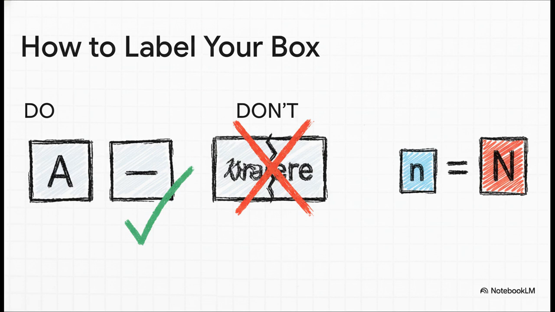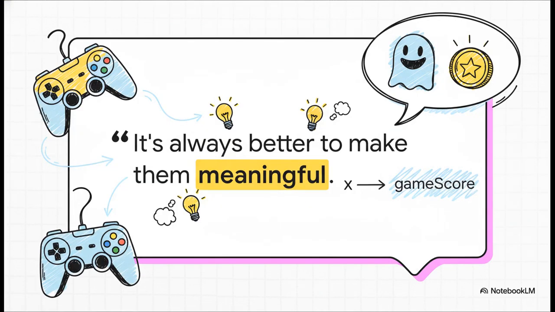That means a box labeled name with a lowercase n is a completely different thing from a box labeled name with a capital N. But honestly, more important than any of those technical rules is this one simple piece of advice. Make your names meaningful. I mean, calling a variable game score is so much clearer than just calling it X, right? It helps you, and anyone else who might look at your code, know exactly what it's for, instantly.